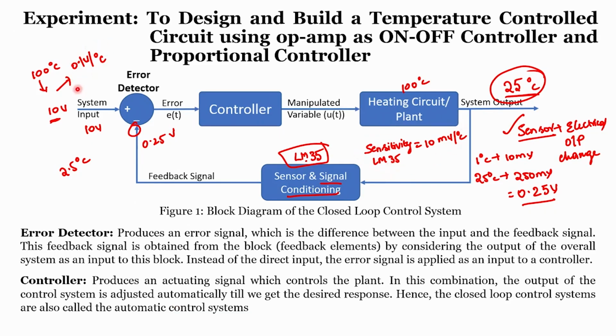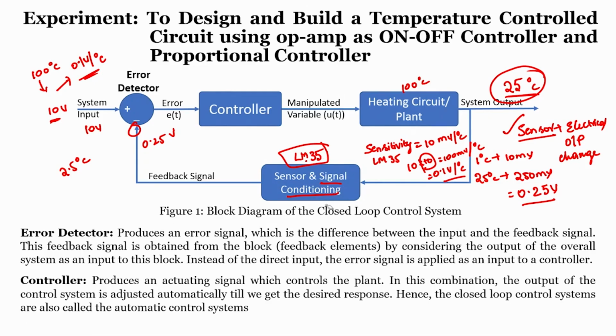If I multiply this 10 millivolt by 10, I get 100 millivolt per degree centigrade, which is 0.1 volt per degree centigrade, matching this particular value. In order to provide this factor of 10, we require a signal conditioning circuit. So, in this module we will see how to implement the signal conditioning circuit for LM35, the design parameters, why we are using it, everything.